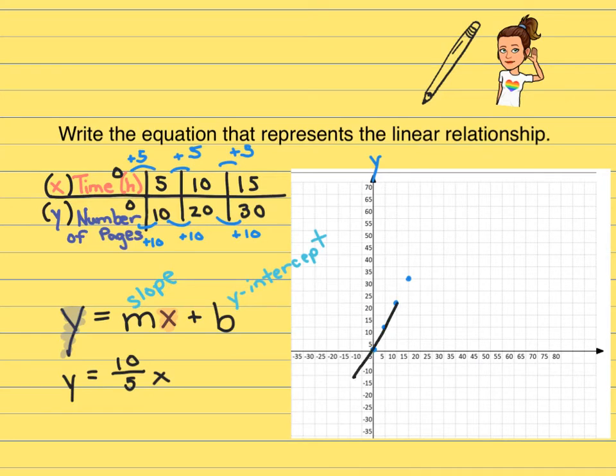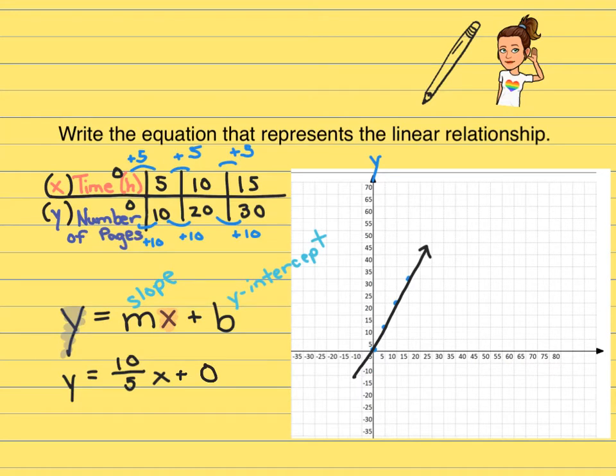The word intercept is like the word interception. And if you know a little bit about football, an interception is where the line or the path of the ball gets intercepted by a player. And that's what's happening in our graph. The path of this line intercepts or crosses the y-axis. And in this case, it's crossing the y-axis at 0. So we're going to write plus 0.